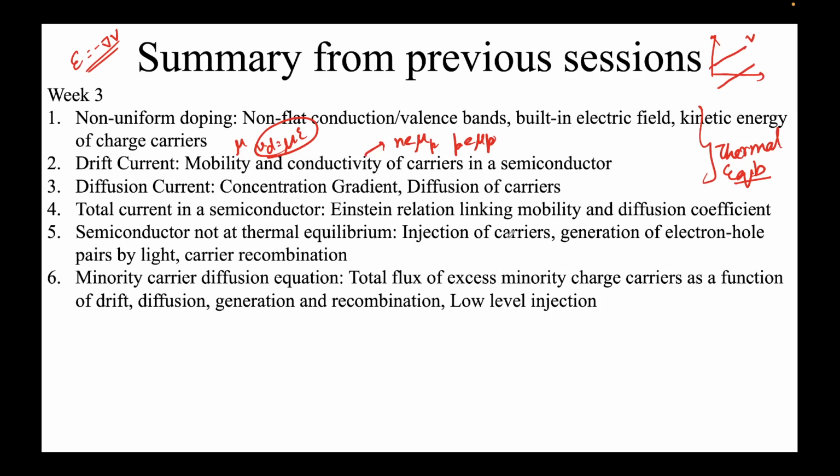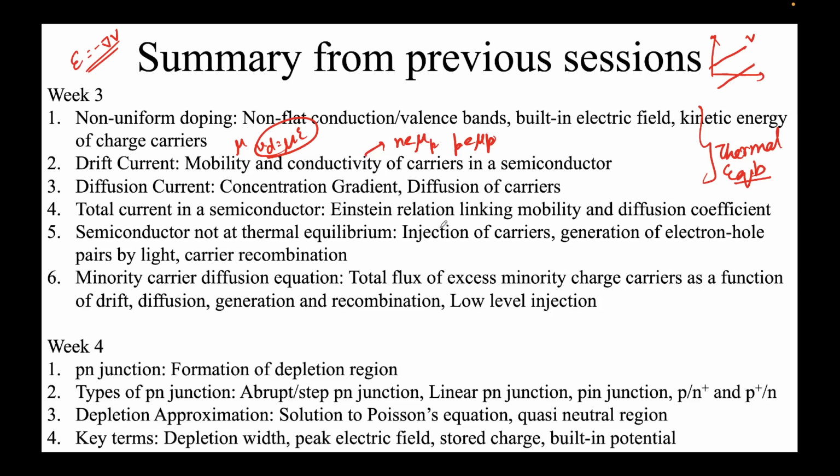We saw how the excess minority charge carriers are related to drift, which we saw here, and diffusion, which we again saw. Generation means you're generating carriers due to some light or injection. Recombination means when there's a large amount of electrons and holes in close vicinity, some of them will recombine, right? So that's what we talked about. Finally, we are equipped with all the understanding of the concentration of electrons and holes, as well as their transport mechanisms, primarily drift and diffusion, right?